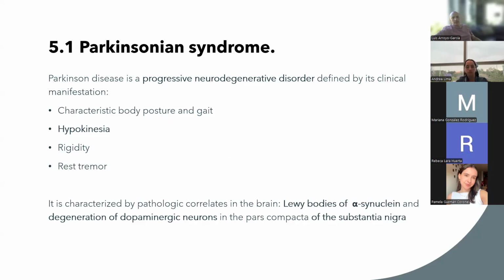So let's talk a bit about it. As Andrea was saying, it's a progressive neurodegenerative disorder. In its clinical manifestation, we have Alzheimer's disease, which is more cognitive related, and then we have Parkinson's disease, which is related to movement disorders. It is characterized by alpha-synuclein, Lewy bodies, and death of dopaminergic neurons in the substantia nigra pars compacta.